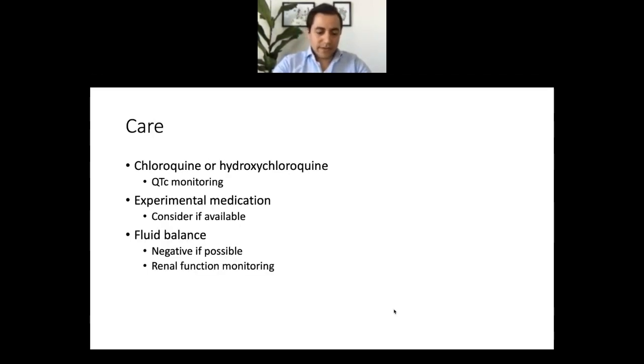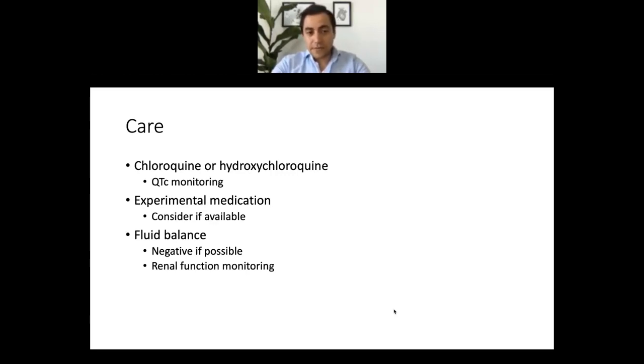So what can you give to the patient? This is all experimental at this moment. Chloroquine or hydroxychloroquine is one of the agents we give to the patients. And with these agents, it's important to monitor the EKG, specifically the QT time of the patients, which can be prolonged due to these drugs, and can cause arrhythmias.